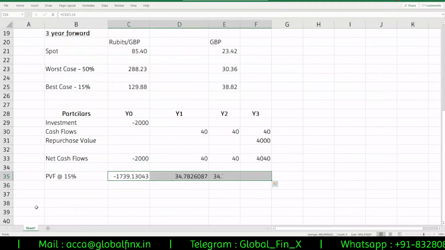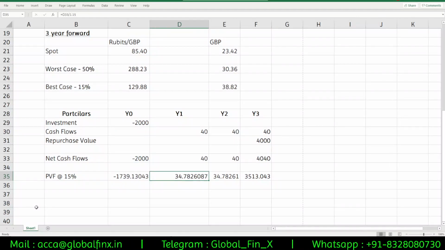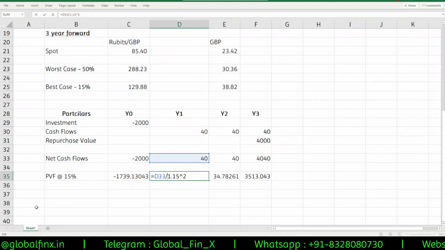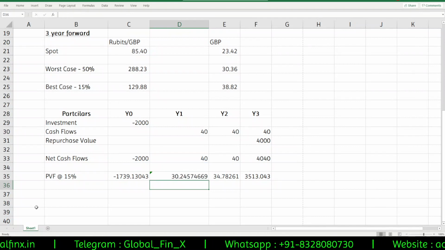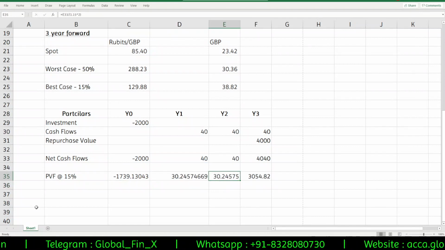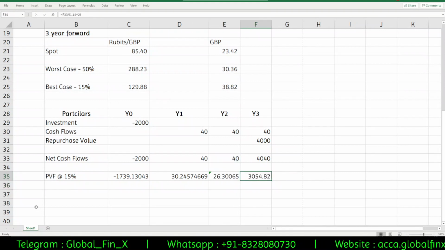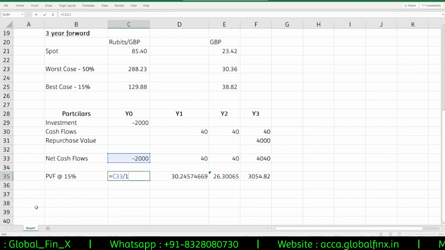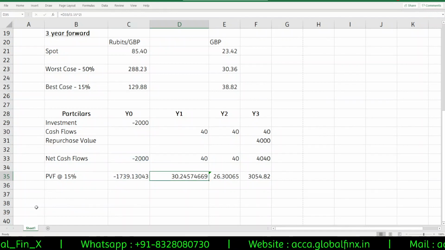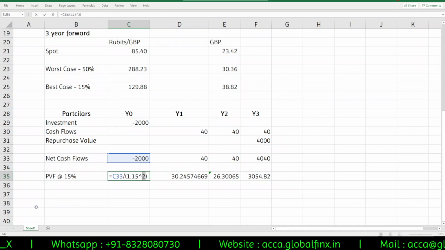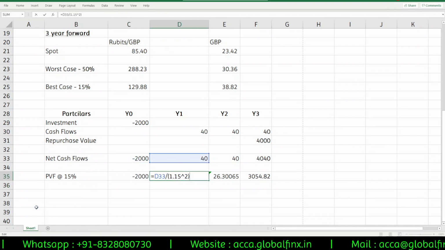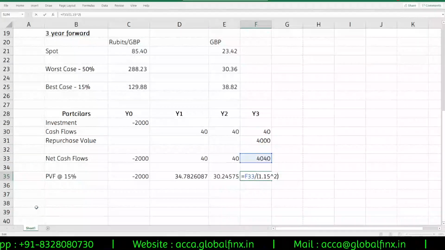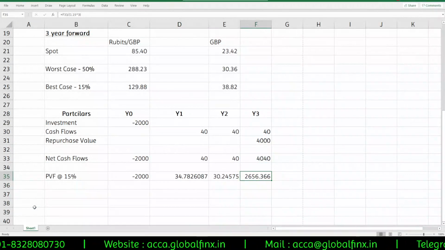1.15 raised to the power of 0, raised to the power of 1, raised to the power of 2, raised to the power of 3. Okay.